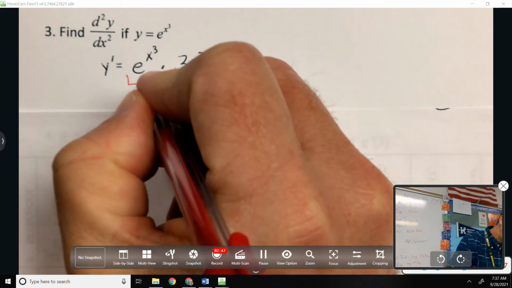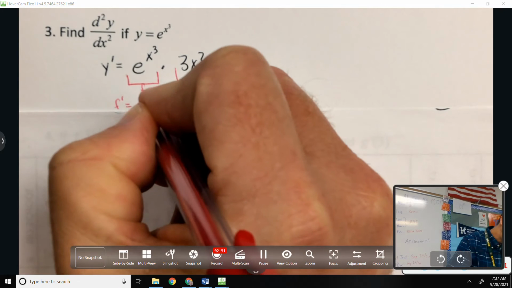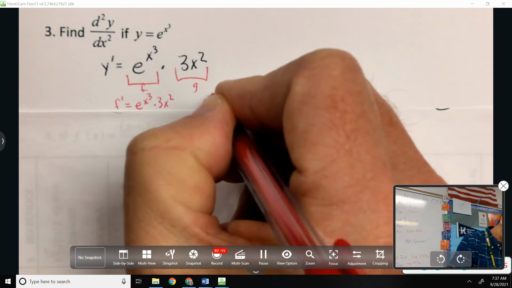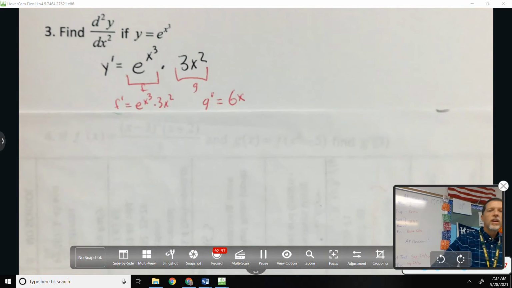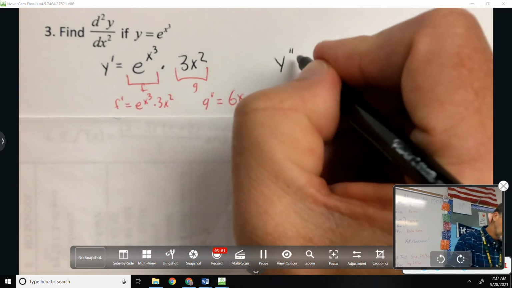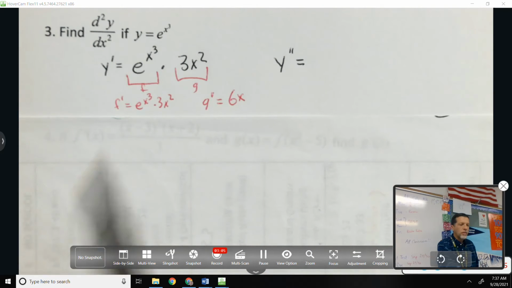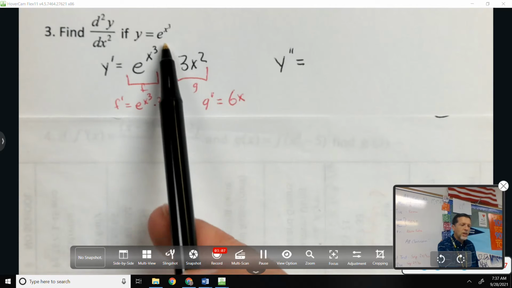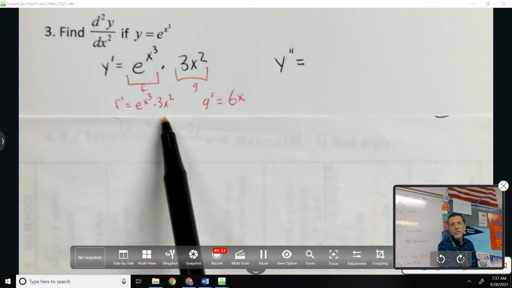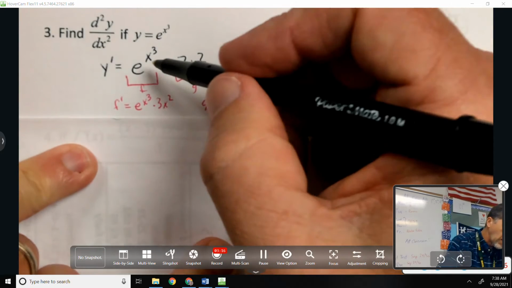So f and g. F prime would be e to the x cubed times 3x squared. G prime would be 6x. And so the second derivative kind of gets confusing with e to the x when e is involved, because you keep taking the derivative of e to the x cubed, and it keeps being e to the x cubed times 3x squared. So you just got to be careful, put the pieces back together the right way.